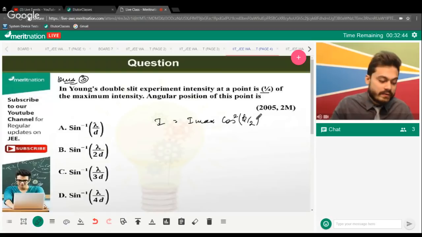If you guys are fine with that, let me know. So it is given 1 by 4. So I max by 4 is equal to I max cos square phi by 2.